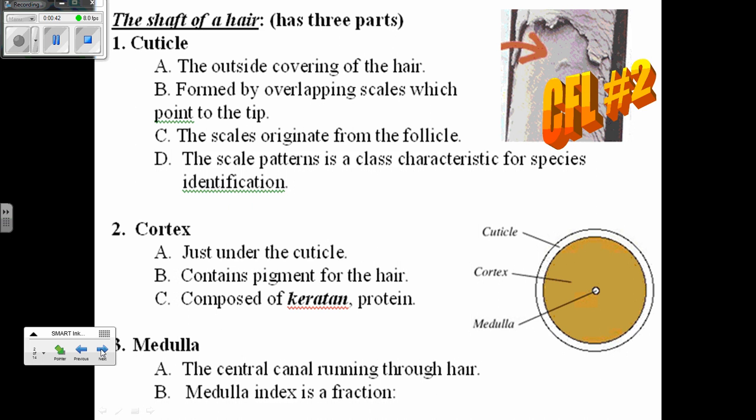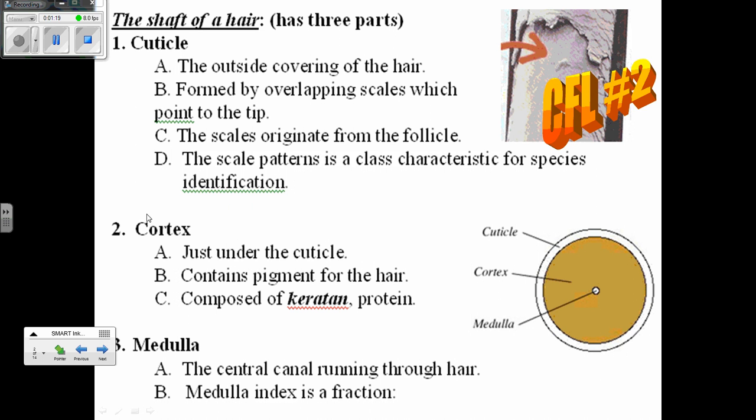We talked about the fact that your hair has 3 layers. You have the cuticle, which is the outer covering of the hair. If you're going back to the pencil analogy, it's the paint that they put onto the pencil. This is formed by overlapping scales, which point towards the tip. And you can see this particular example in the picture. Is this a healthy hair or is this a damaged hair? Pretty heavily damaged because the cuticle's flaking off pretty bad. All right, the scales are going to originate from the follicle. And remember, the cuticle is important in forensic hair analysis because it helps to identify the species from which the hair most likely came from.